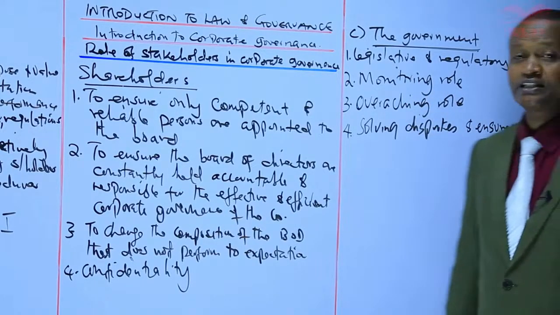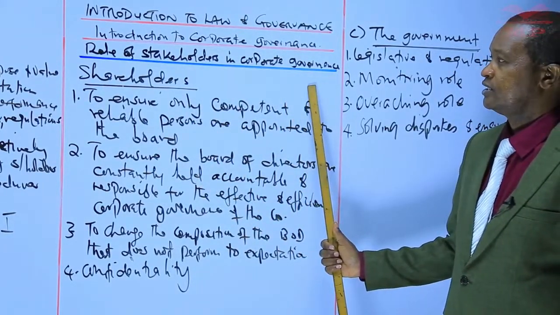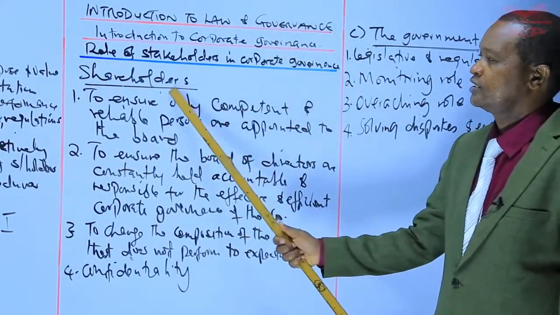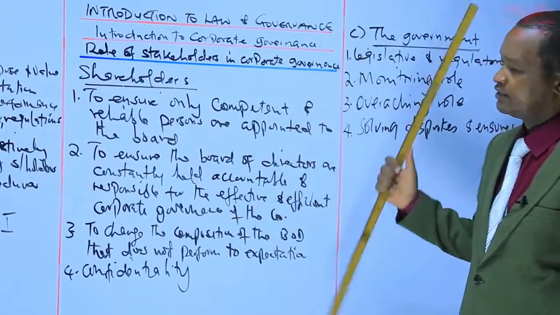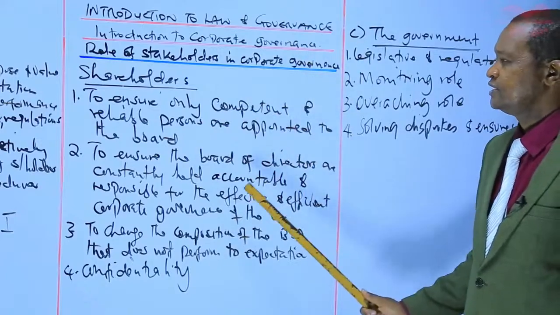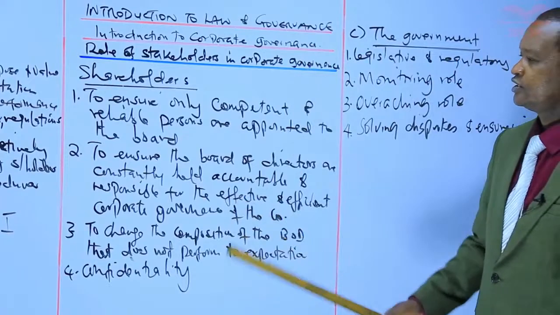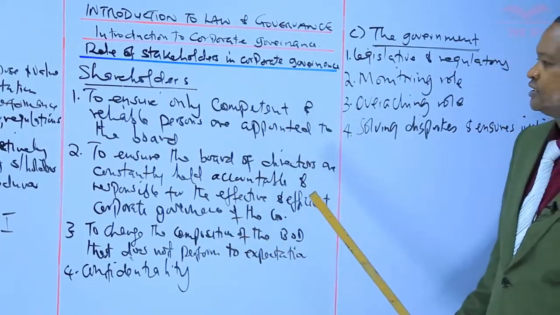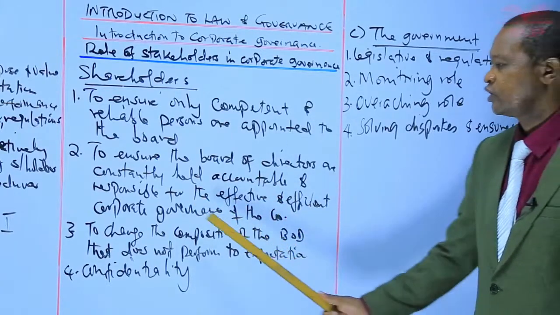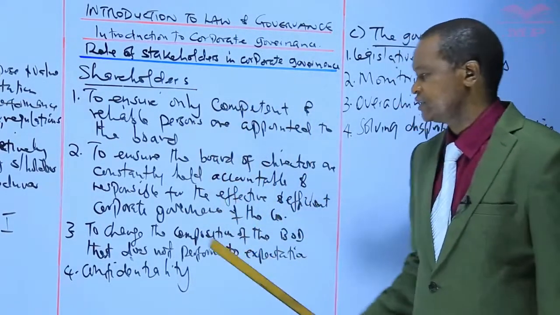And that will mark the end of our today's lesson, where we've discussed the role of stakeholders in corporate governance. The syllabus restricted us to study three stakeholders, that is the shareholders, the board of directors, and the government. Today we have learned that the shareholders ensure only competent and reliable persons are appointed to the board. We also learned that shareholders ensure that the board of directors are constantly held accountable and responsible for the effective and efficient, good corporate governance of the company.